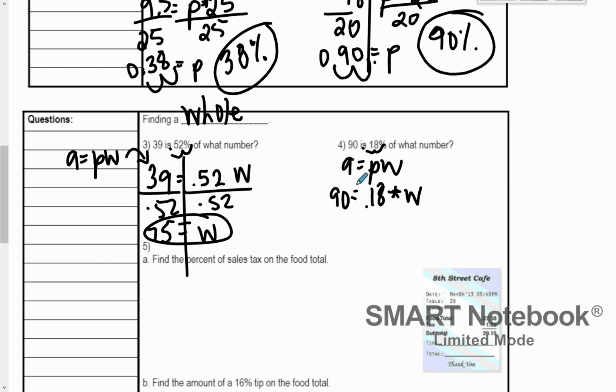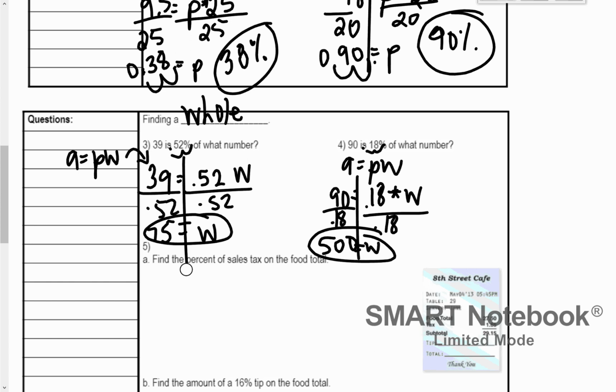We want to get that W by itself, so we divide by 18 hundredths. We take in our calculator 90 divided by 0.18 to get 500. What this means is that 90 is 18% of the number 500.